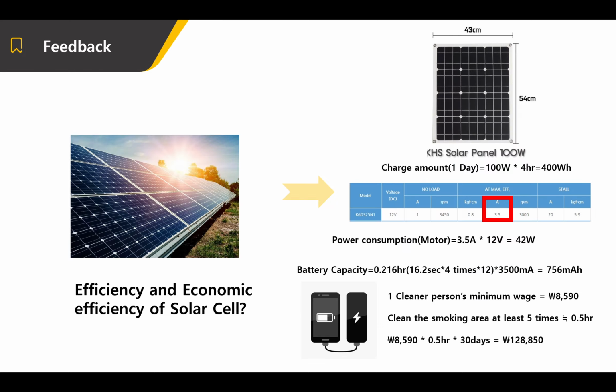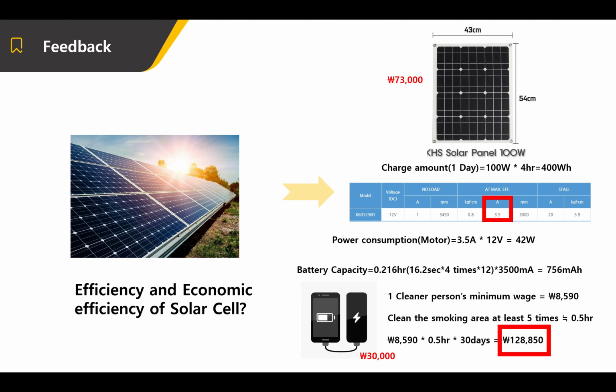The main questions that came out last week was about the efficiency and economics of solar cells. Solar cell charge per day is approximately 400 watt per hour. We can run the motor even if we have a cell-phone supplementary battery charger. So even considering the minimum wage, it is economical.